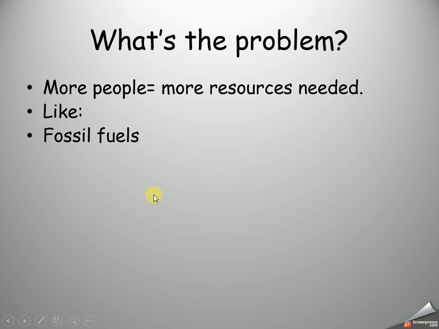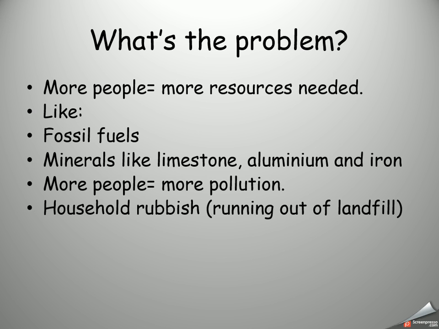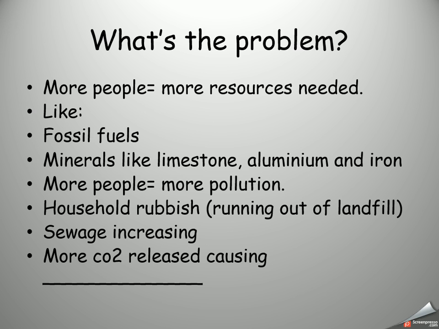Fossil fuels. More people means more people living in houses using electricity. Electricity comes from burning coal in power stations and so forth. And more people in cars consuming oil. Okay, minerals to build houses, aluminium and iron to build buildings, etc. So more people, more pollution, more household rubbish running out of landfill sites. We covered that in B1. Sewage increasing, more people going to the toilet, and more CO2 released, causing, what does CO2 release cause?